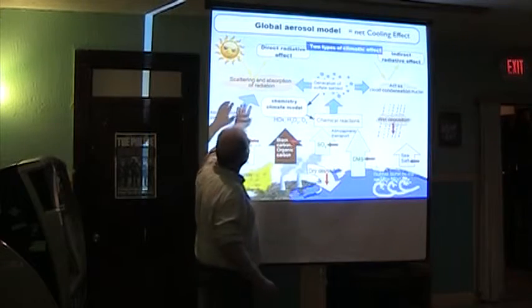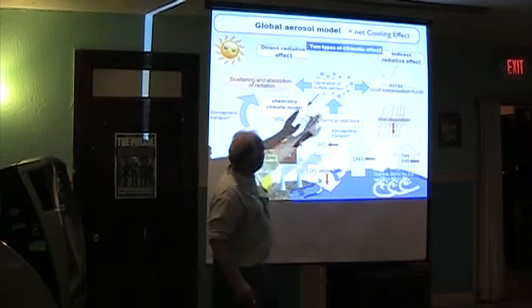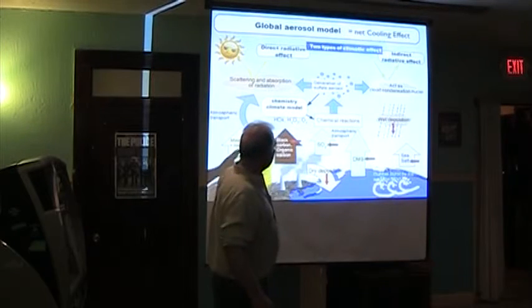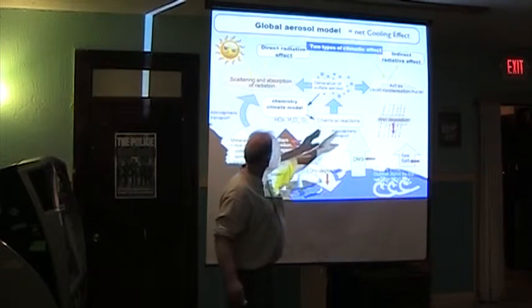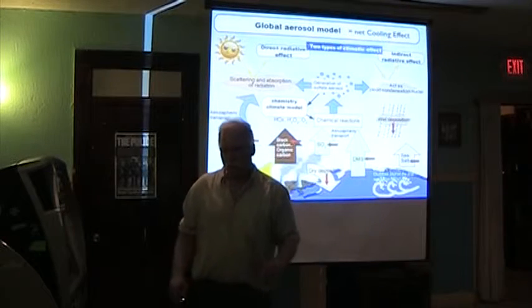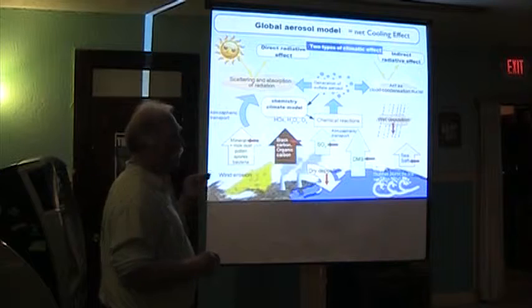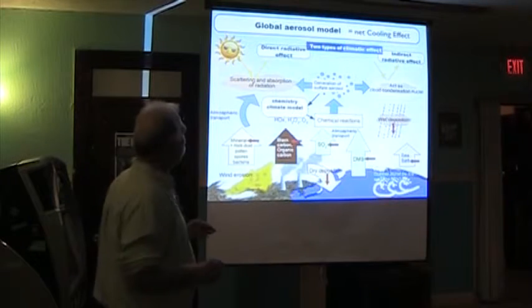Now some of them directly scatter or absorb the radiation, and some of them simply act as condensation nuclei, so you get clouds. And then they're deposited back either dryly or wetly in precipitation. So aerosol is important, though, because they actually do change the climate. And they have a net cooling effect, typically.